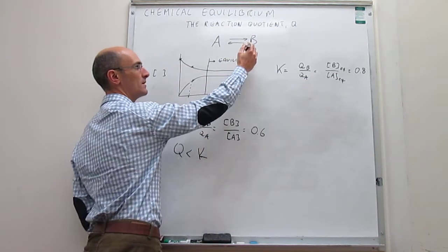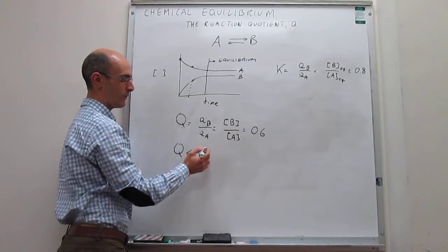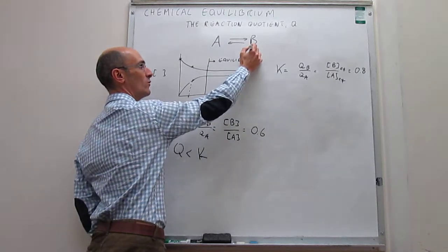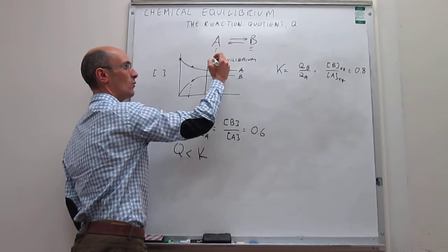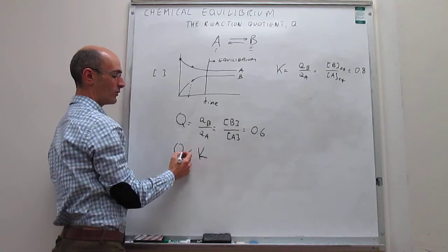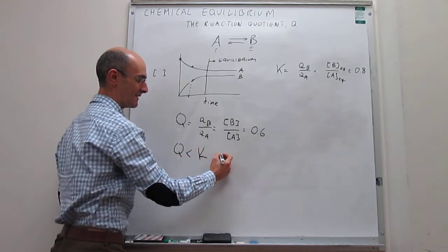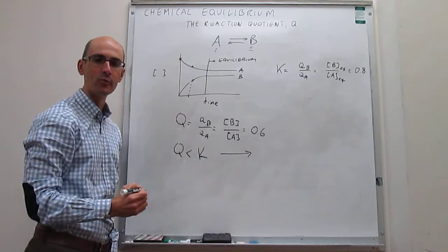So what has to happen is that in going from where you are right now, at this value of the reaction quotient, to equilibrium, you have to generate more B, and you have to reduce the amount of A. What that means is that when the reaction quotient is less than the equilibrium constant, the system has to displace from left to right.